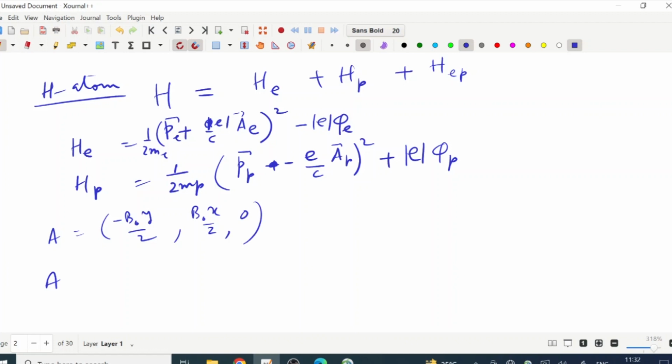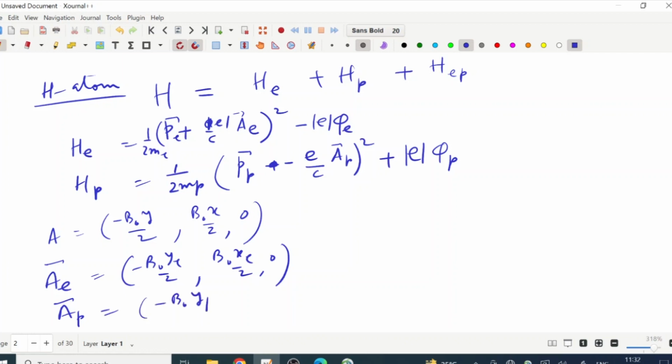So, the vector potential for electron will be minus B0 y of electron by 2, B0 x of electron by 2 and 0. Similarly, vector potential for proton will be minus B0 y of proton by 2 plus B0 x of proton by 2 and 0. Okay. So, one has to be careful.